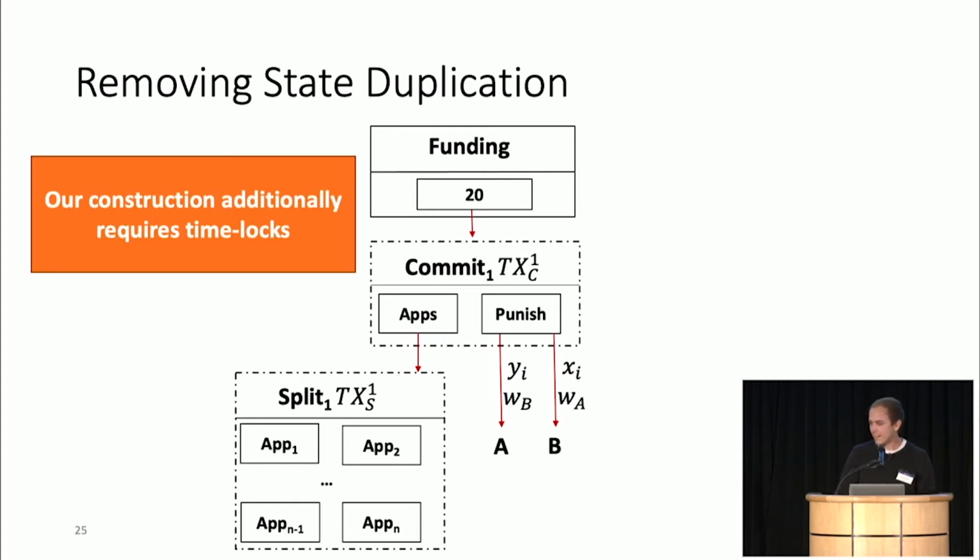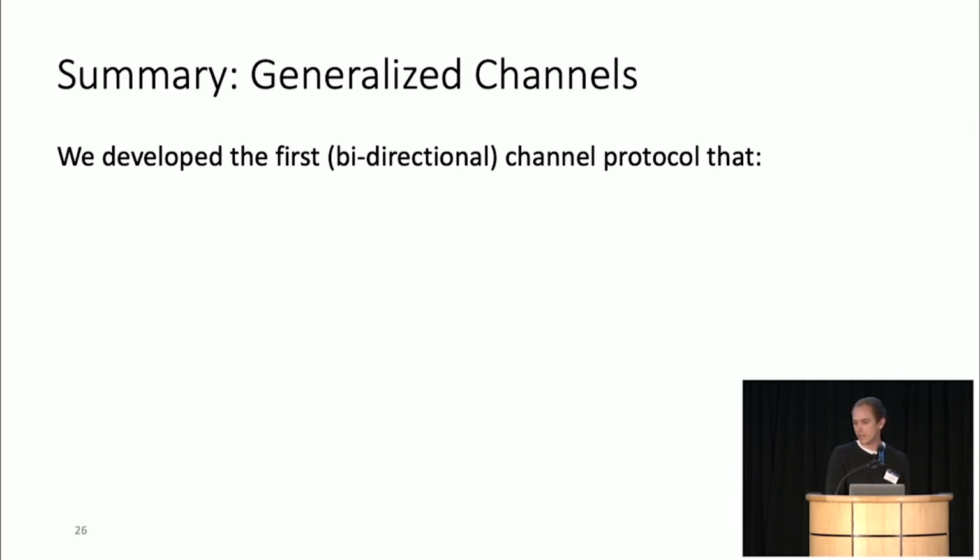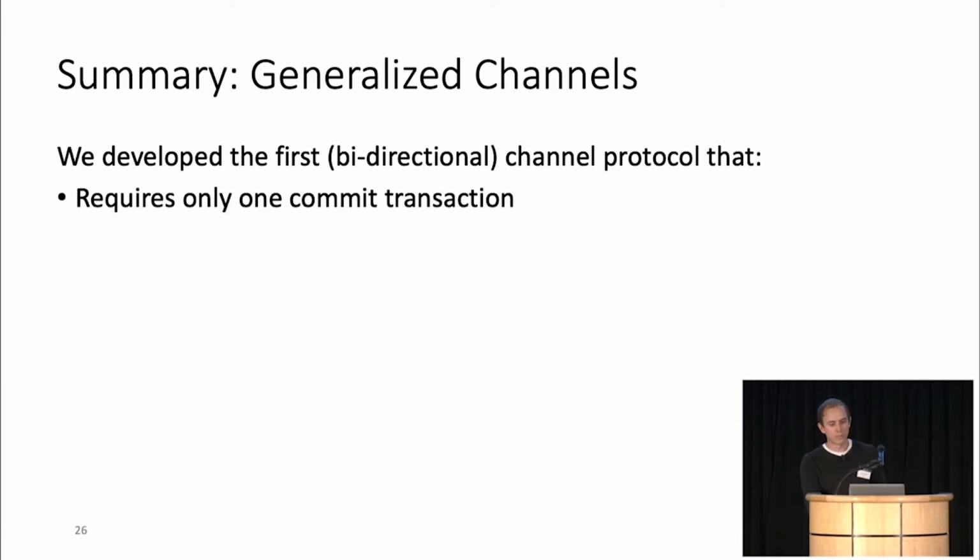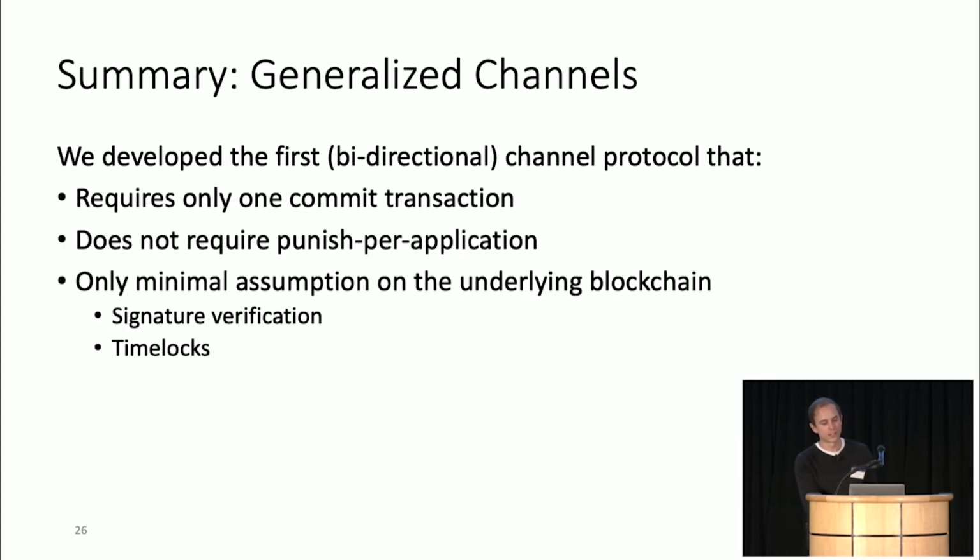Okay, so it's a bit more complex in reality how it works, because we additionally require time locks, but this is more or less how the construction looks like. So to sum up, this is really the first bidirectional channel protocol that requires only one commitment transaction and does not require punish per application, and only has some minimal assumptions on the underlying blockchain. So we only really need signature verification and time locks, no other scripting requirements necessary.